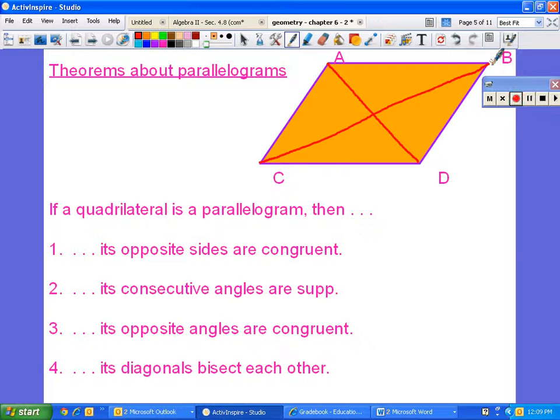and I draw diagonals, it means that this line segment is congruent to that line segment, and this line segment is congruent to that line segment. That's what it means to bisect.